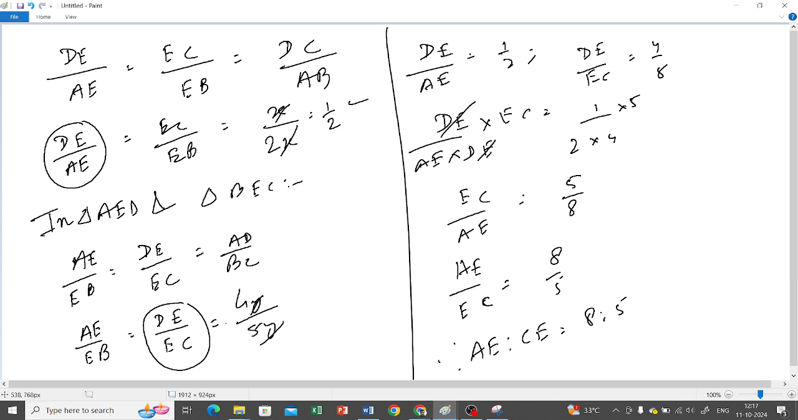We don't know the value of AE by EB, we don't know the value of DE by EC, but we know the value of AD by BC, which is 4y by 5y. If we simplify, we are going to get DE by AE is equal to half, and DE by EC is equal to 4 by 5. Okay, so DE by AE is equal to half. DE by EC is equal to 4 by 5.